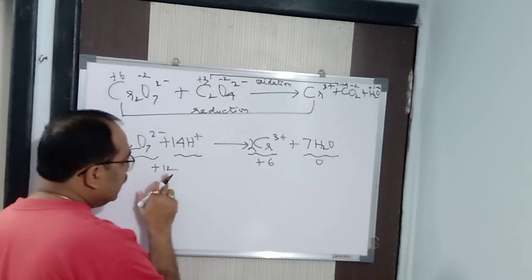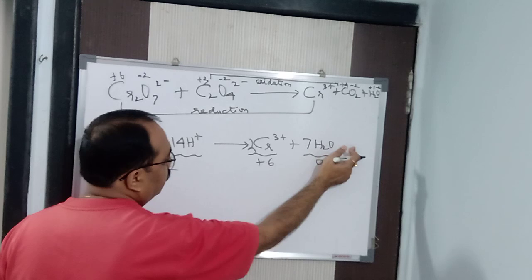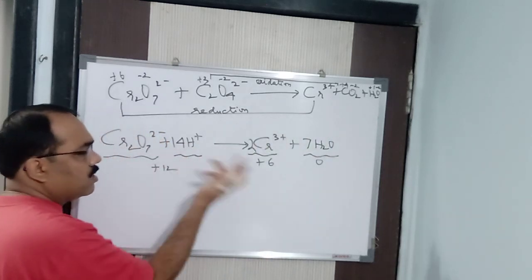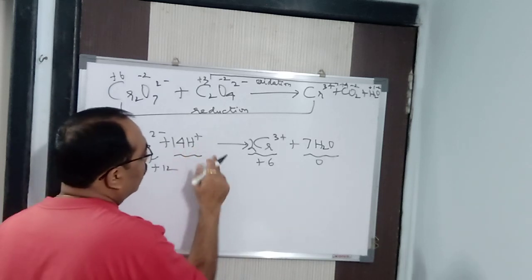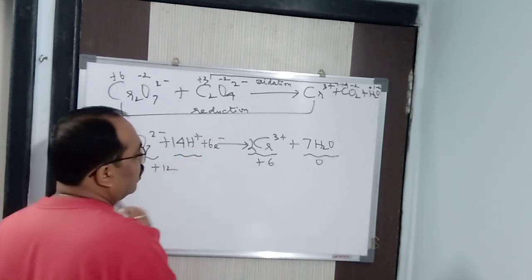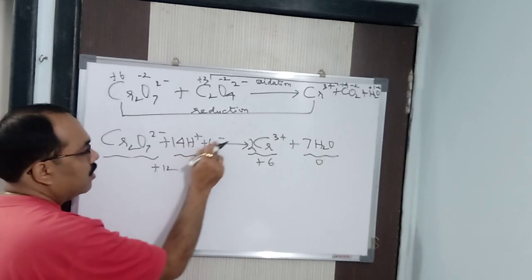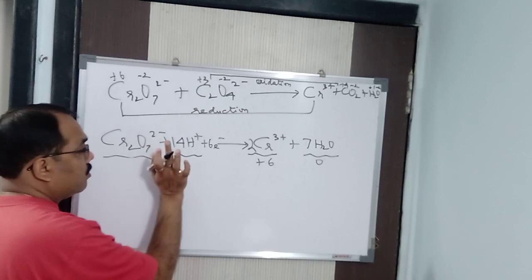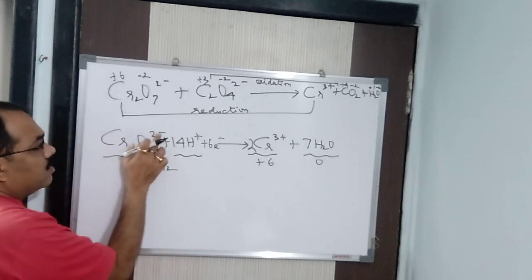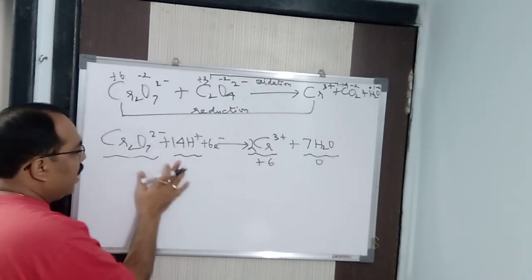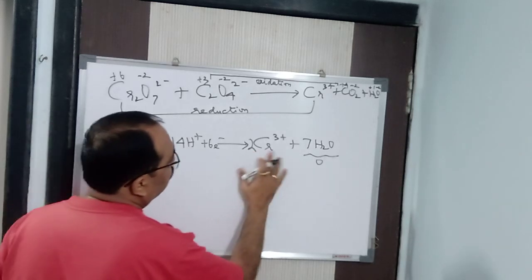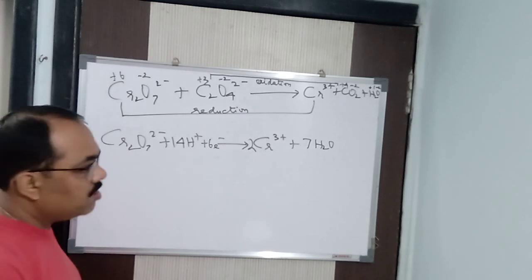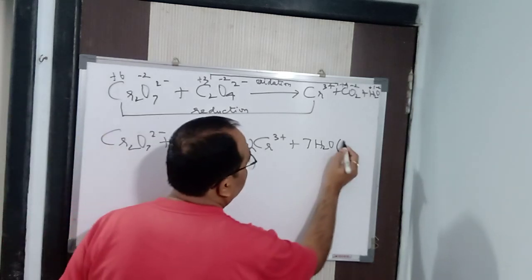Either I will add 6 to this side, or I will subtract 6 from this side, 12 minus 6 will become 6. Better is to subtract. So it is 6e minus, because plus into minus is minus. Plus into plus is plus, and where nothing is written it means plus. Plus into minus is minus. Understood? It is simple maths. So I got it as balanced. See here, the charge, hydrogen, oxygen, everything is balanced. Now this is known as the reduction half reaction.